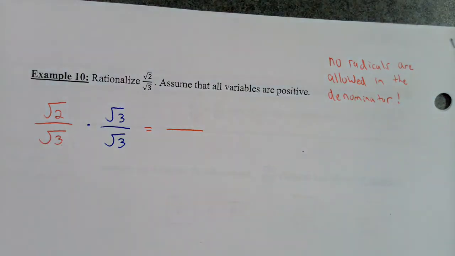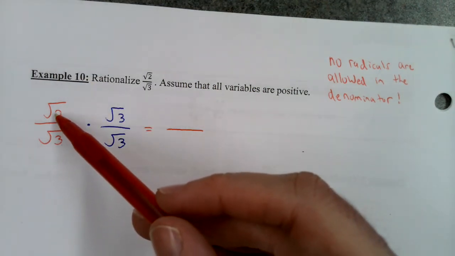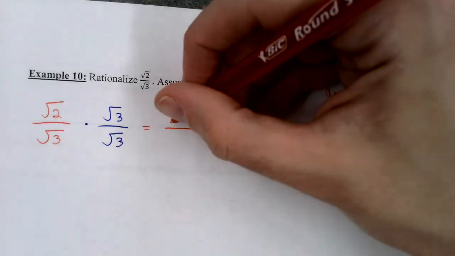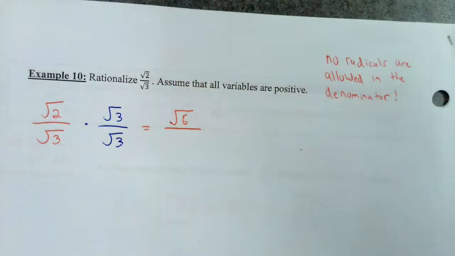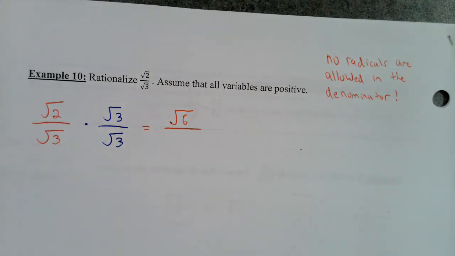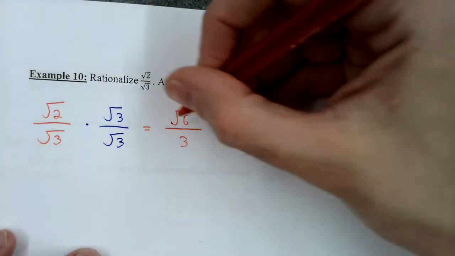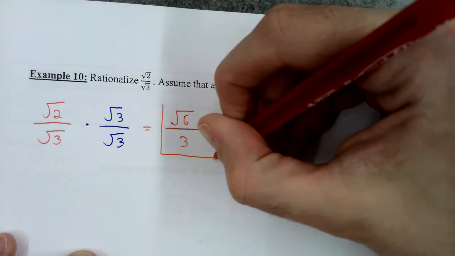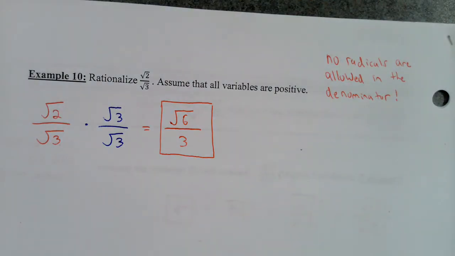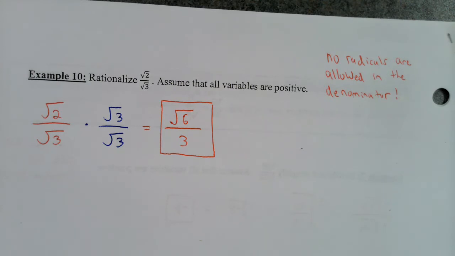Because if you think about it, your numerator is square root of 2 times square root of 3, which I'm going to write as square root of 6. Your denominator is the square root of 3 times the square root of 3, which equals 3. So no more square root in the denominator. No more radical in the denominator.